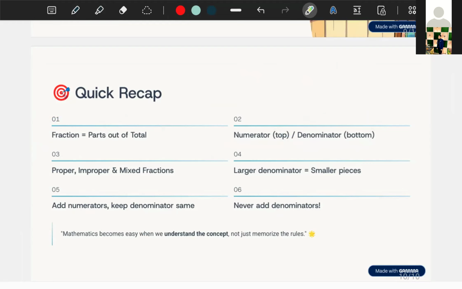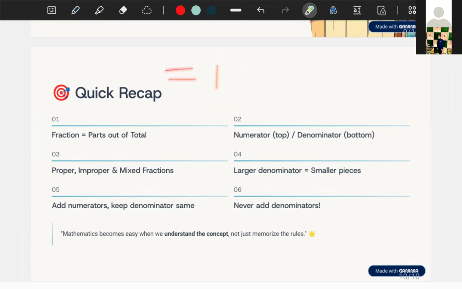Then we learned about the types of fractions. We have three types of fractions: proper, improper, and mixed. Proper means the numerator is smaller than the denominator. Single condition: whenever the numerator has a lesser value than the denominator, suppose 1 by 4. The numerator is 1, the denominator is 4, 1 is smaller than 4, so it is a proper fraction.